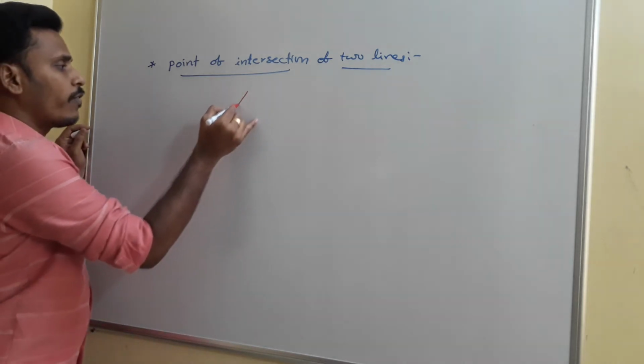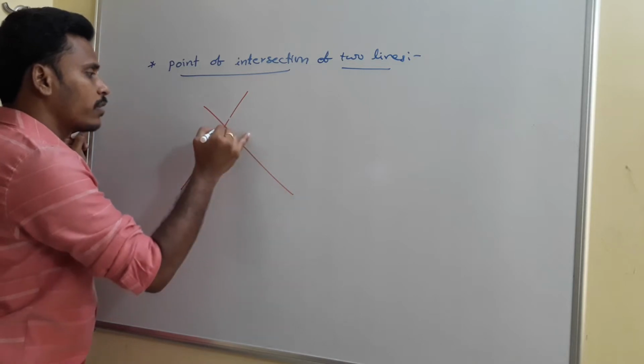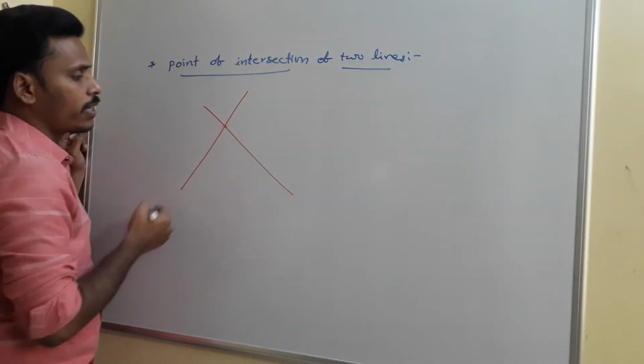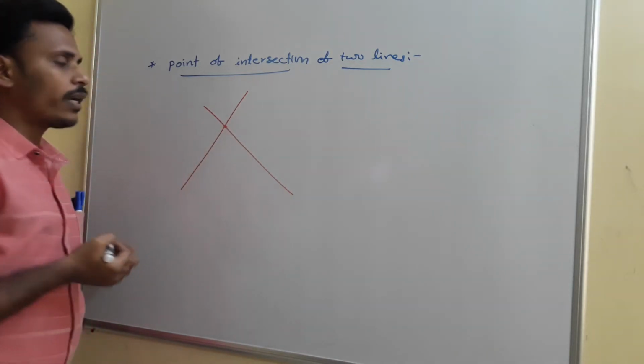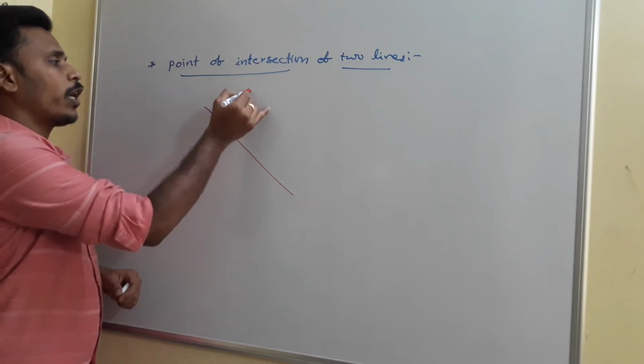See, if you have two lines, then the common point for those two lines, this intersection point, is mentioned as the point of intersection of those two lines. This is one particular point, and how to calculate that point.